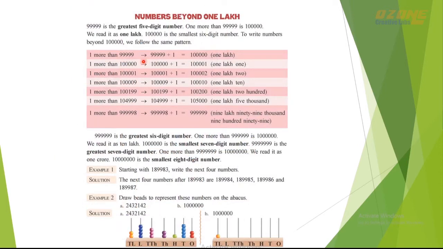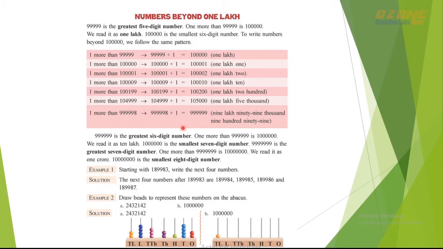Now I will just revise numbers beyond 1 lakh. We have already studied the greatest 5-digit number, that is 99,999. So 1 plus will give the smallest 6-digit number, that is 1 lakh. 1 lakh is the smallest 6-digit number, and 9,99,999 is the biggest 6-digit number. So if we add 1 to each greatest number, the next digit's smallest number will come.